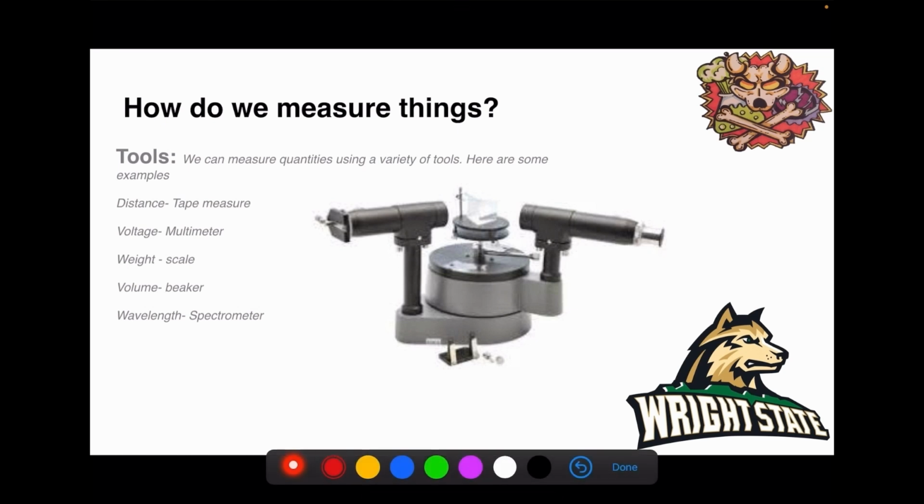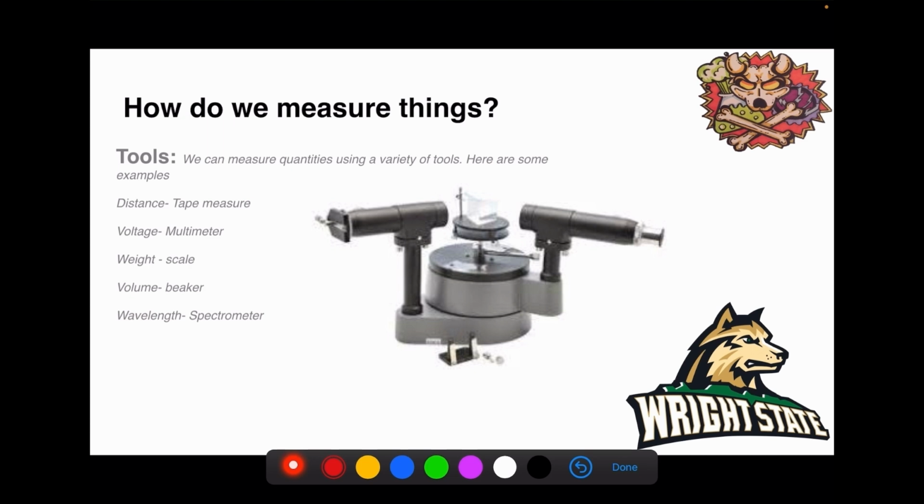Okay, so I hear you asking, Digital Asa, how do we measure things? The short answer is with tools, right? We have different tools that can measure different things. They scale from robust to pretty simple, like a tape measure or a scale or a beaker for weight, distance, and volume are all pretty simple.